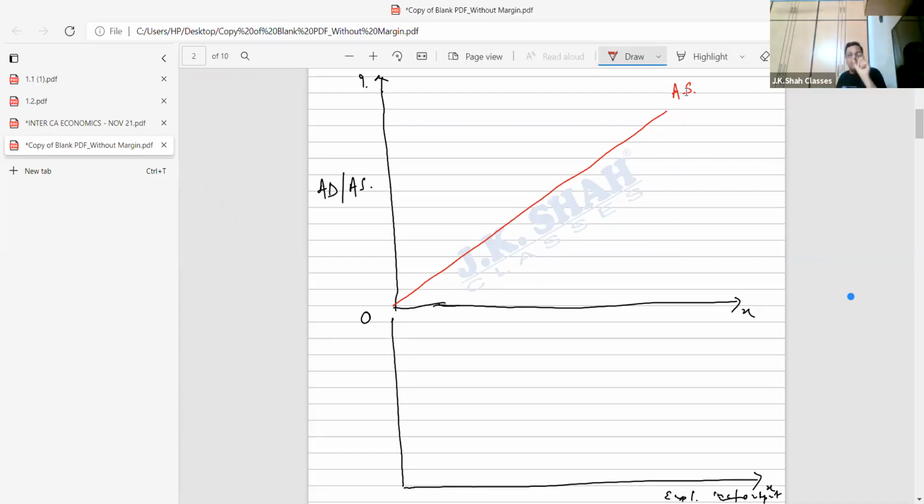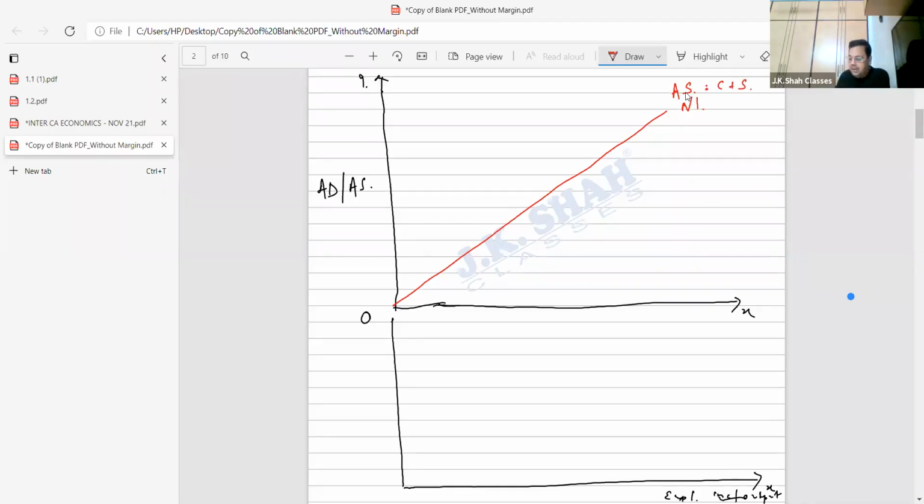Aggregate supply is the total supply of goods and services. If I say total supply of goods and services, then the total value of these goods and services is nothing else but the country's national income. So this will be called national income. Why do I use the income? I use the income for consumption and savings. So I write over here C plus S.